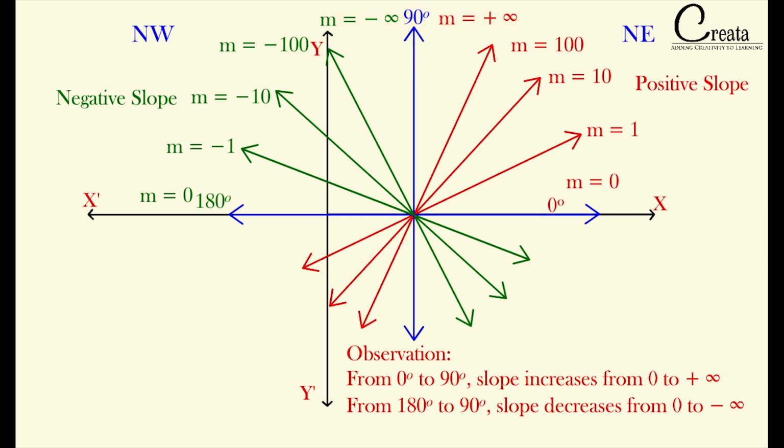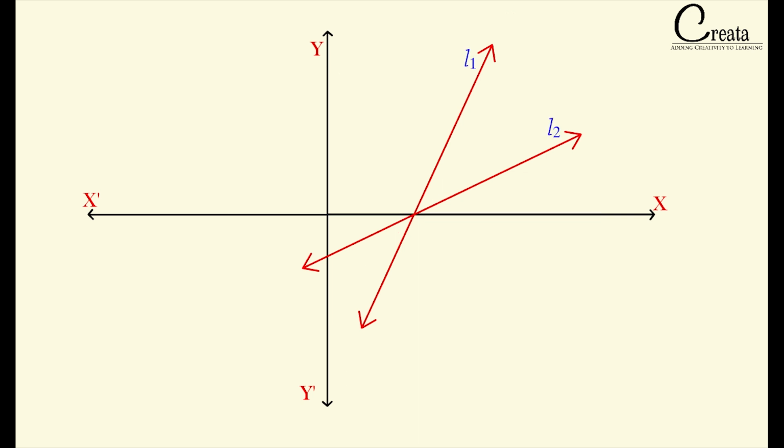So by looking at the line, you can identify whether the slope of this line is larger or smaller as compared to the other line. For example, if we take these two lines, you can identify the slope of this line will be larger as compared to this line.